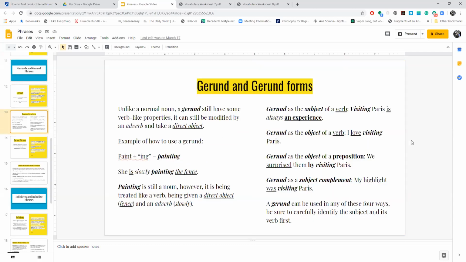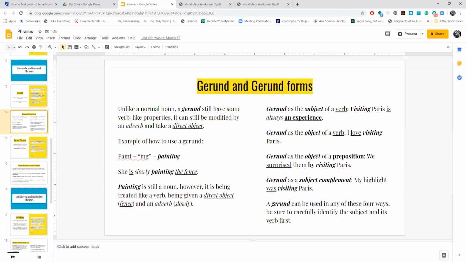Unlike a normal noun, a gerund can still have some verb-like properties. It can still be modified by an adverb and take a direct object. So for an example of how to use a gerund, I have paint, to paint. If we take the verb paint and add ing, we get painting. The sentence says, she is slowly painting the fence.